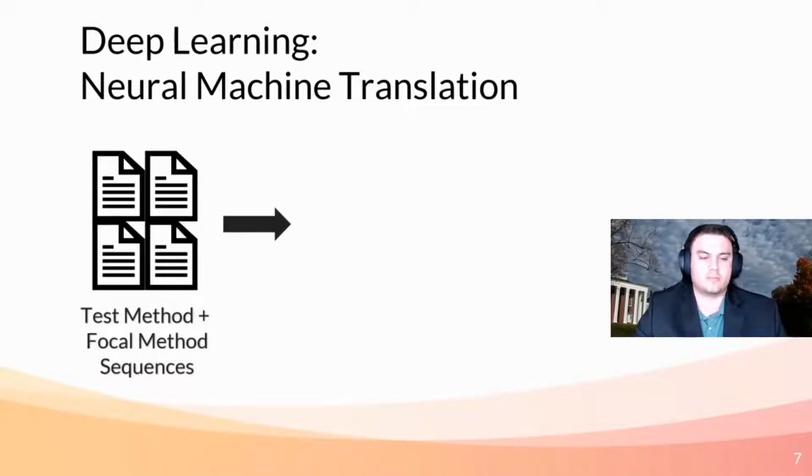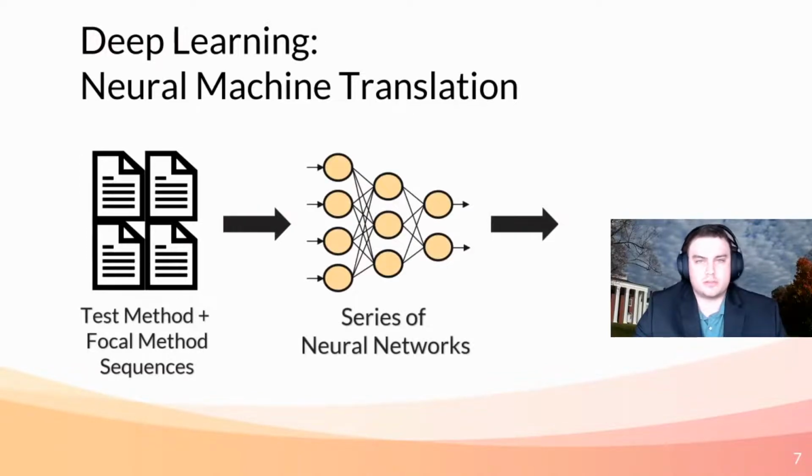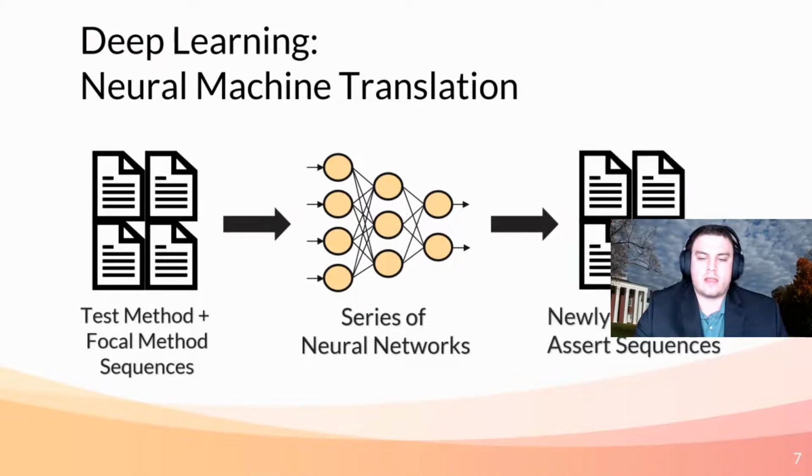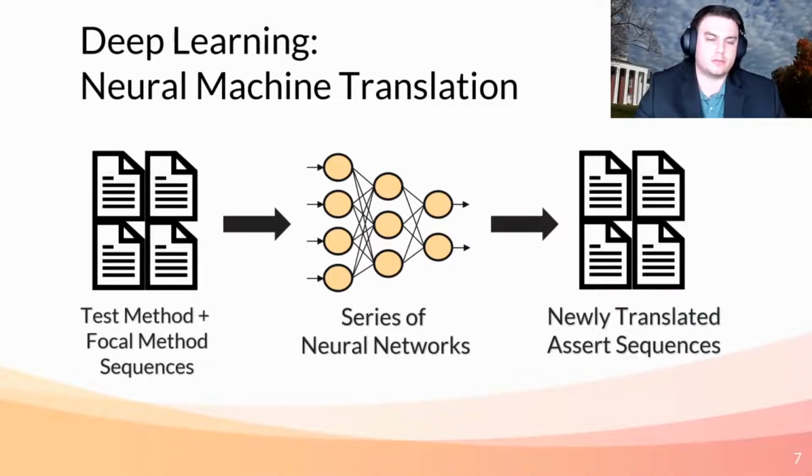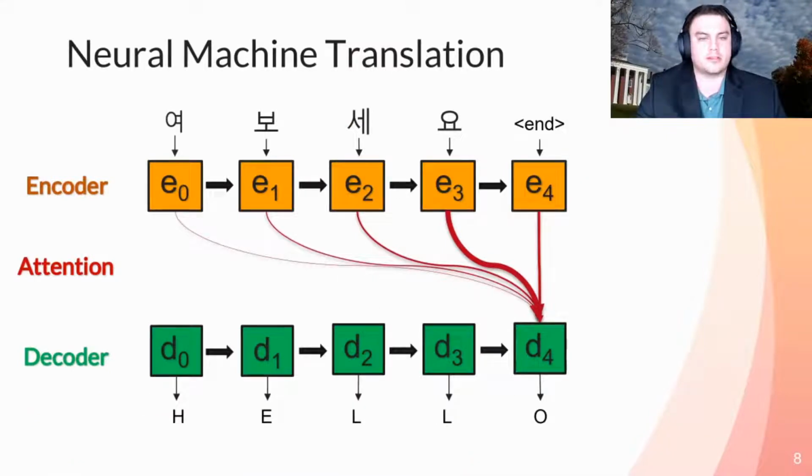As an overview, we generate test methods with their focal method sequences. We then subject them to a series of neural networks. And finally, we're able to generate newly translated assert sequences. So let's take a little bit of an in-depth look at our neural machine translation model. It's comprised of three basic parts.